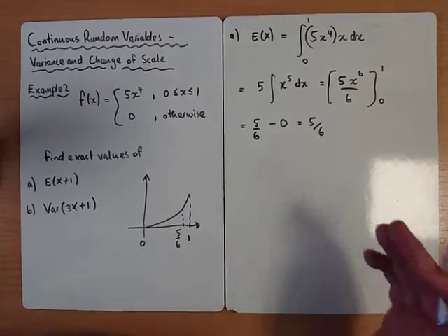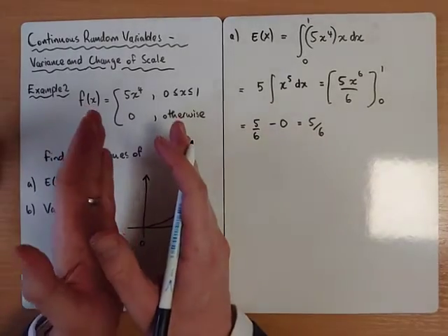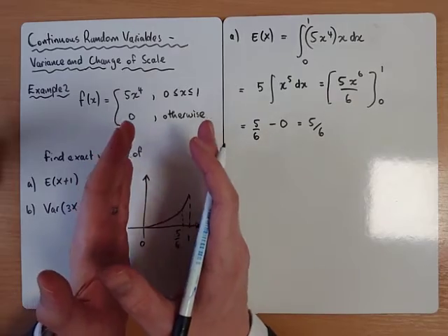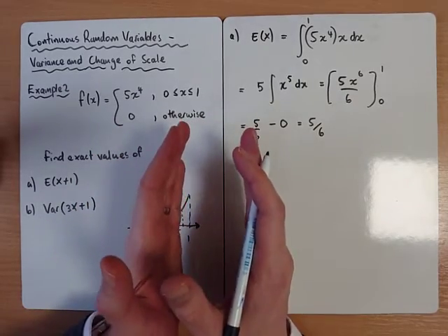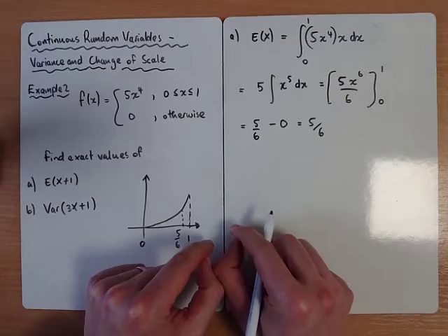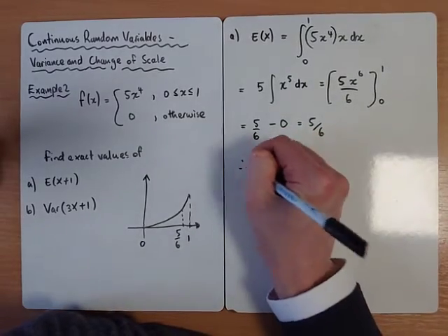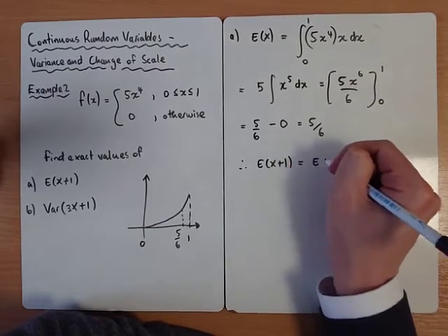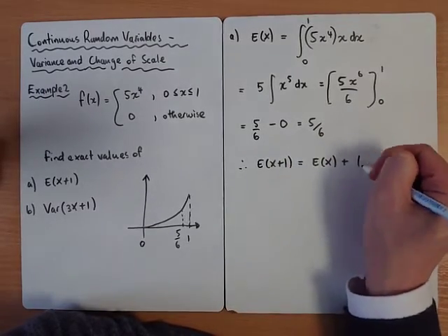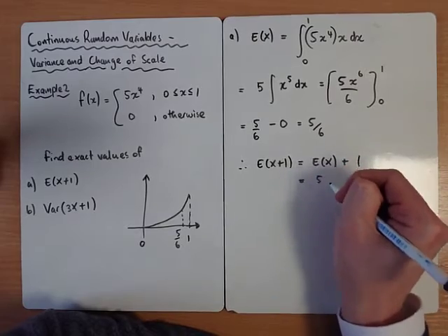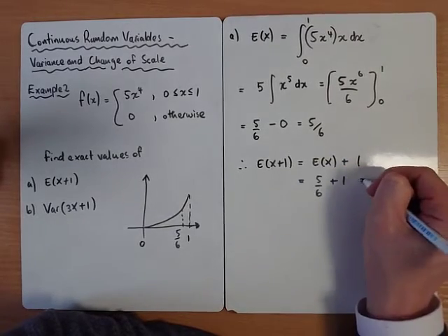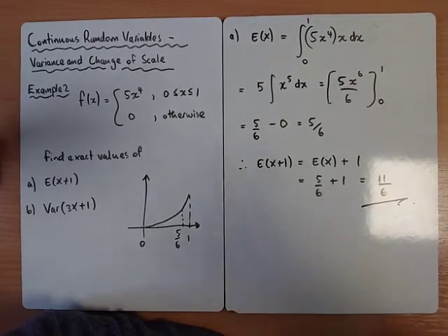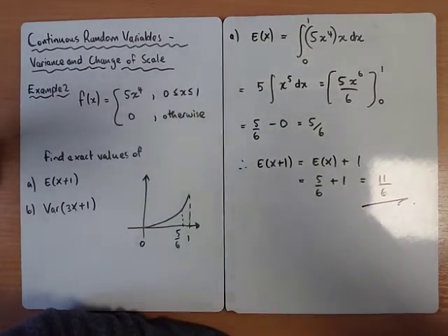Alright, so if this whole distribution, if we add 1 to everything, think about what would happen. Like the expected value, if that's what x looks like, the expected value of x plus 1, well, x plus 1 would be over there. So the average would also increase, wouldn't it? Like we could just say, therefore, the expected value of x plus 1 is equal to the expected value of x plus 1, which is 5 over 6 plus 1, which is 11 over 6. And it makes the integration a bit easier as well. You don't need to multiply by x plus 1.